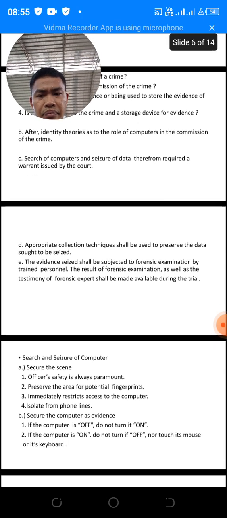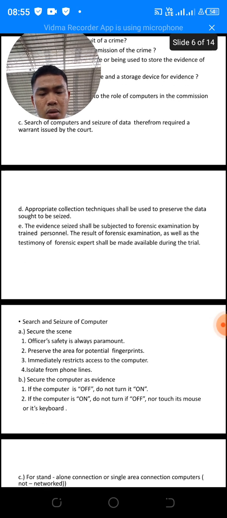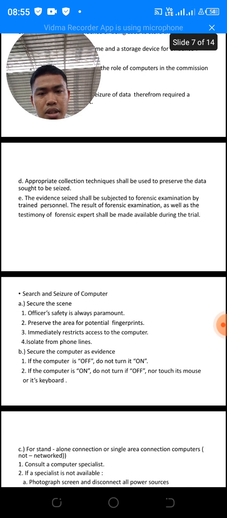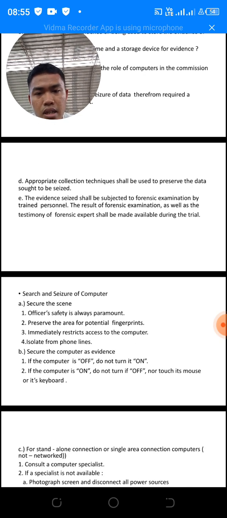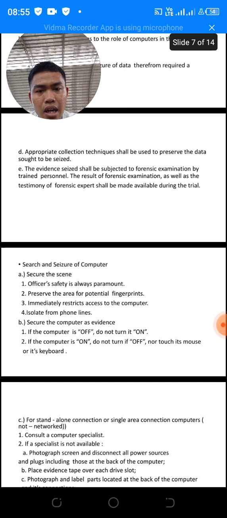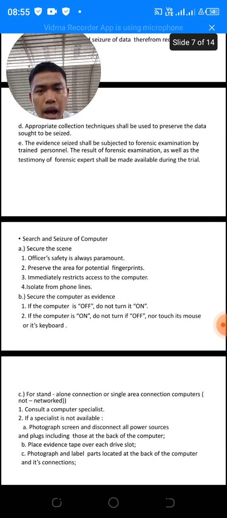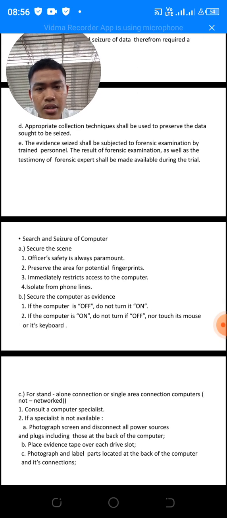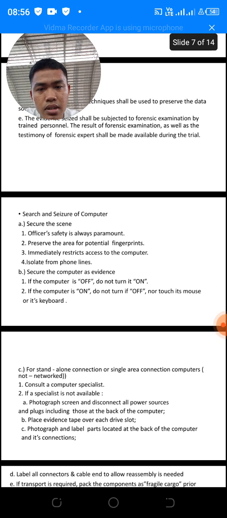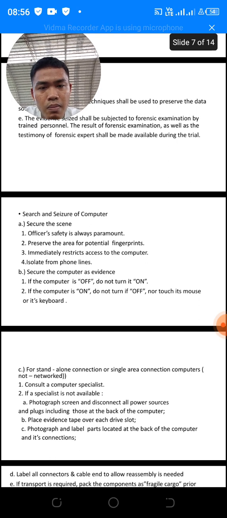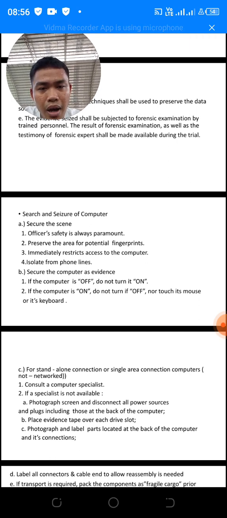Secure the scene. Officer safety is always paramount. Preserve the area for potential fingerprints. Immediately restrict access to the computer. Isolate it from phone lines. Secure the computer as evidence. If the computer is off, do not turn it on. If the computer is on, do not turn it off, nor touch its mouse or its keyboard.